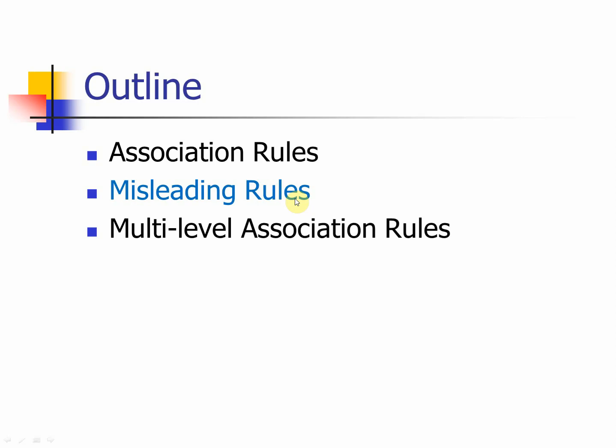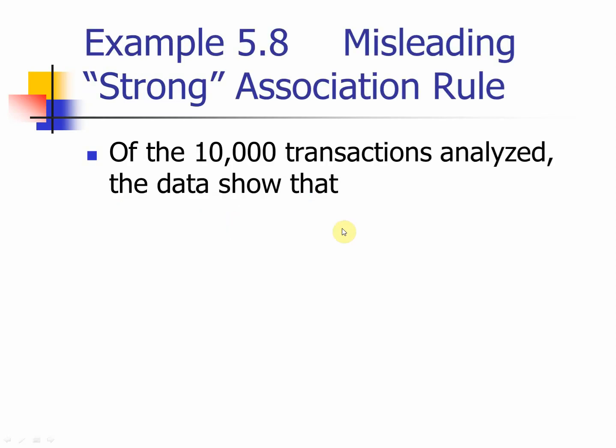After that, we want to look into the multi-level association rules. Sometimes your item sets have some hierarchies. So how would you adapt those hierarchy concepts into your association rules? So those are the 2 advanced topics we want to discuss. Starting with the first one, misleading rules. Let's take a look at an example, and this example will tell you why sometimes the rules are really misleading.